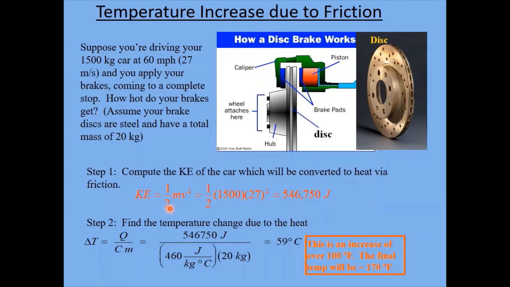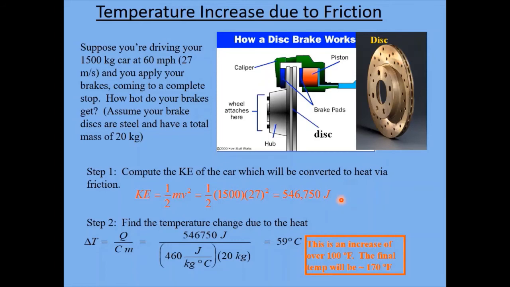So the total kinetic energy of the car, remember kinetic energy is 1/2 mv squared. So we have 1/2 times the mass of the car, 1,500 kilograms. The speed of the car was 27 meters per second, and remember that's squared. So it comes out to be quite a large number here, because we're talking about a car: 546,750 joules of kinetic energy. Now that's before you put on your brakes.